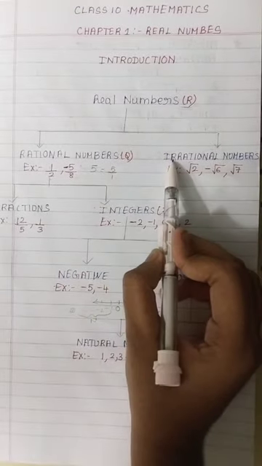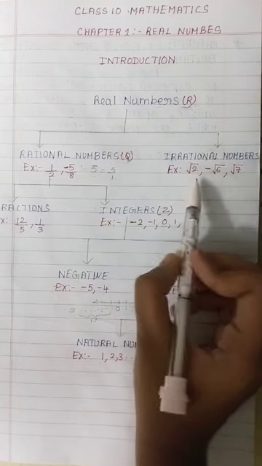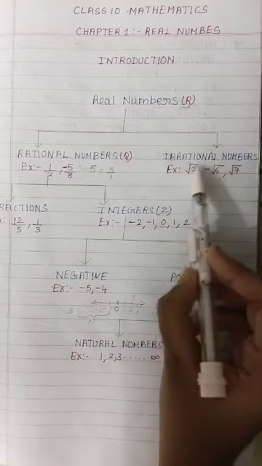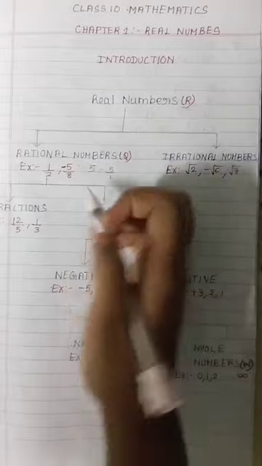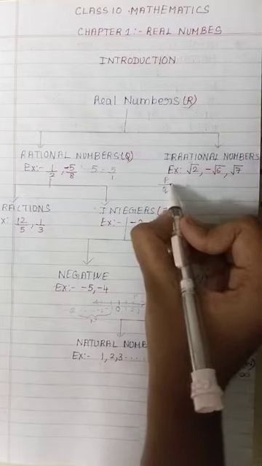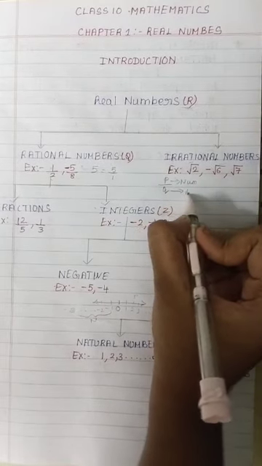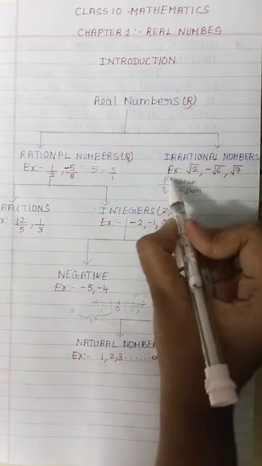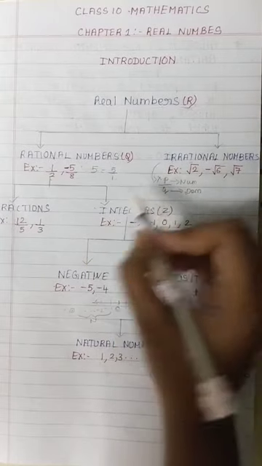And what are irrational numbers? Irrational numbers can be either a positive or a negative value. We cannot express them in the form of numerator and denominator, which in mathematical terms we say P by Q. Here P denotes the numerator and Q represents the denominator. In irrational numbers, we cannot express a number in the form of P by Q.